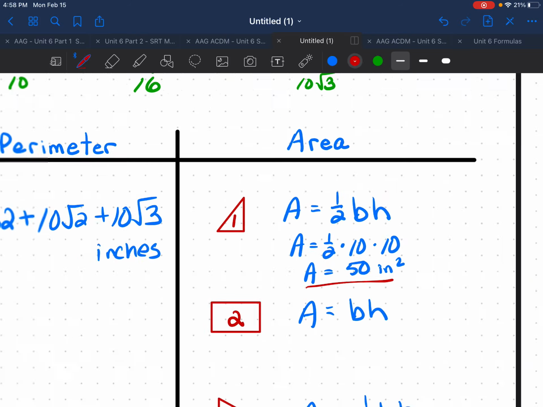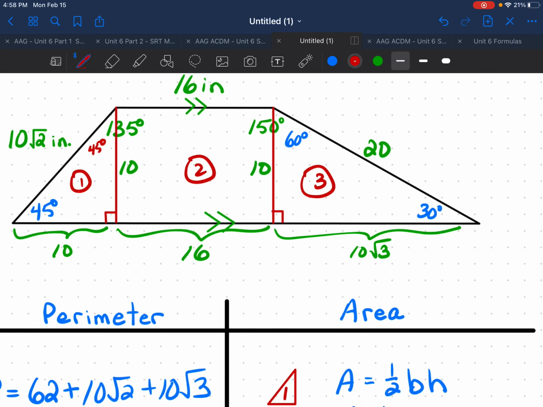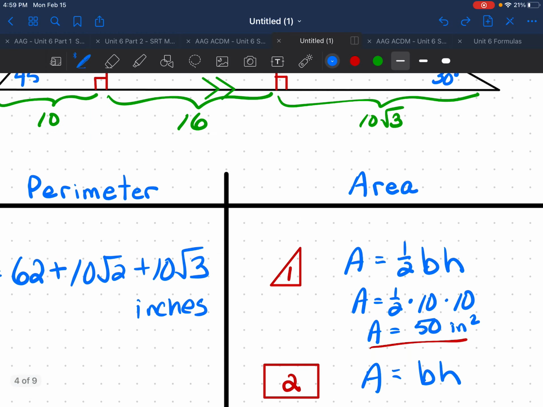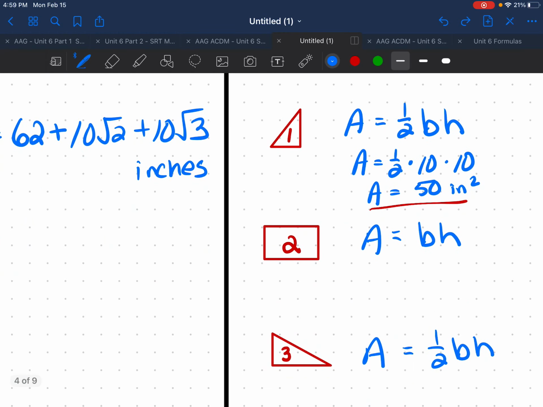All right, so there's our first piece: 50 inches squared. Going back to the diagram, the second piece here was a rectangle. Nice and simple. Your base is 16, your height is 10. That's all we need to know. The area of a rectangle is base times height. So we have area equals 16 times 10. Therefore, our area will be 160 inches squared. Again, not too bad, right? First two pieces, nice, easy values.